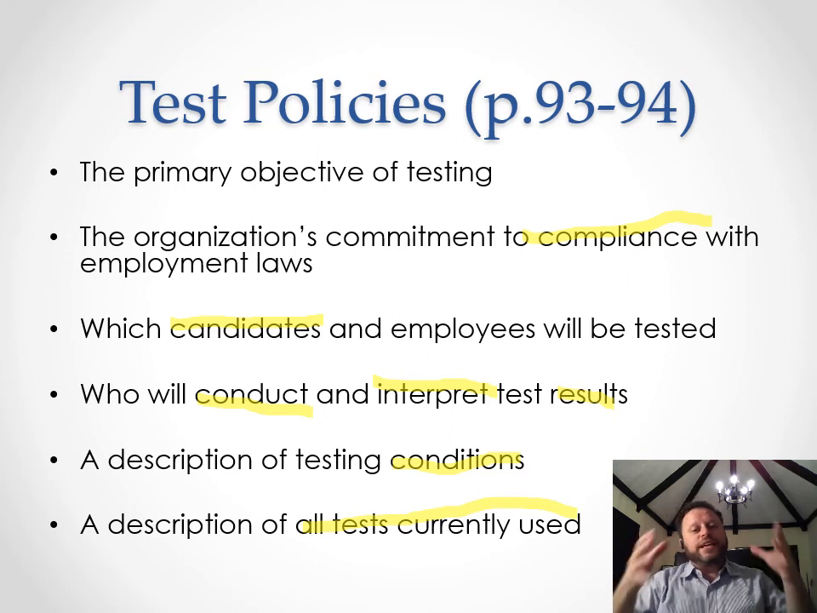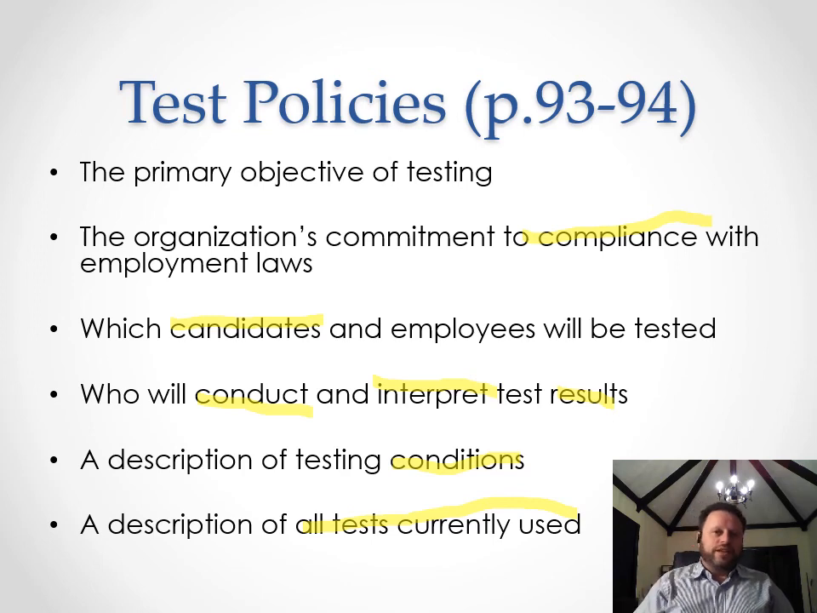All of this information should usually be given to employees, or be available to them, so that they can see we have all of this written down. If you want to know why we give tests, it's here. If you want to know whether we comply with the laws, it's here. If you want to know who we test, we're not just testing people at random. If you want to know how we do the test, how we interpret the test, what the conditions will be, all of this information should be written down for our organization.